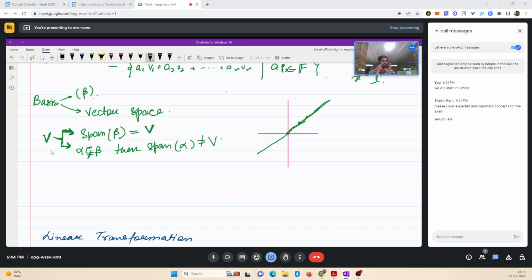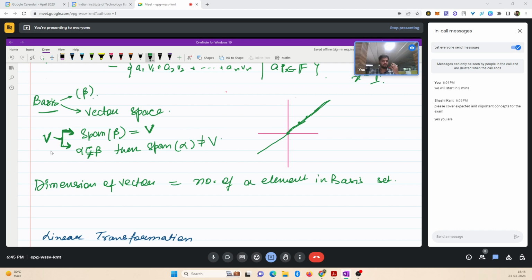So what it means is that your beta should span the complete vector space V, and if you even remove one element out of it, then it won't be able to span your complete vector space. So in some sense, it is the minimal set that is spanning your complete vector space V. That is called basis. And something that comes with it is dimension of a vector space. It is nothing but equal to the number of elements in a basis set.